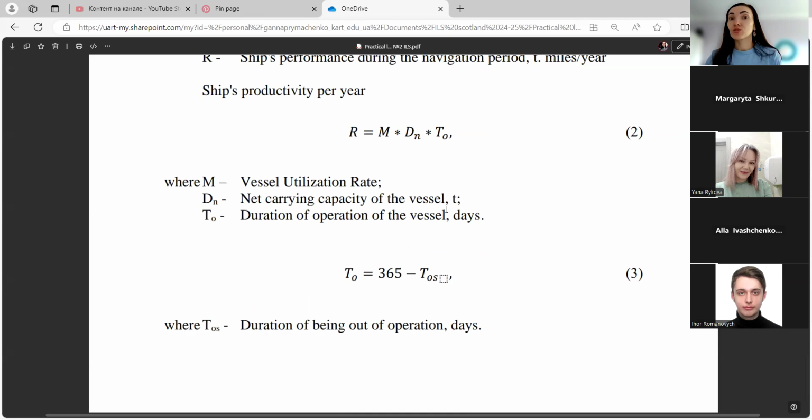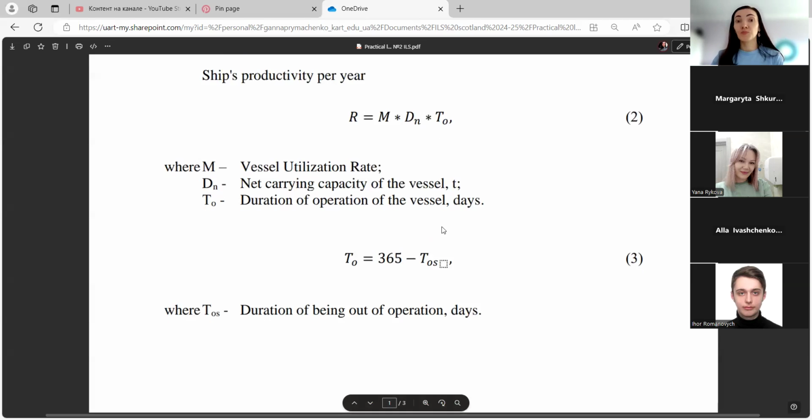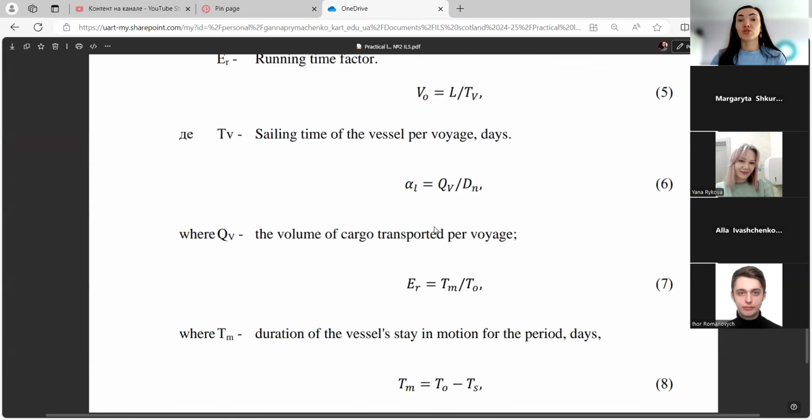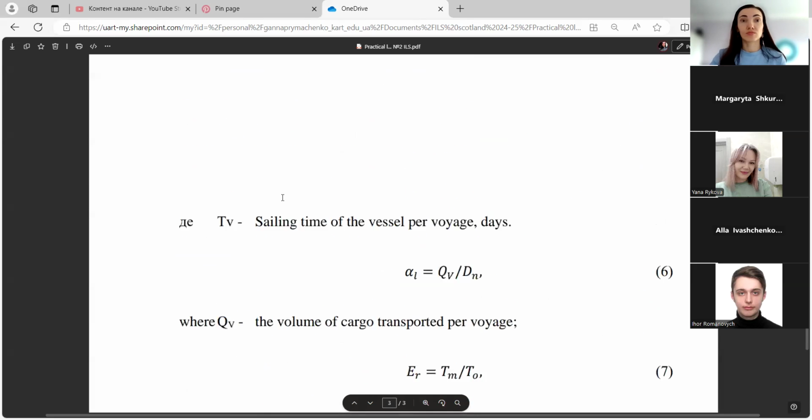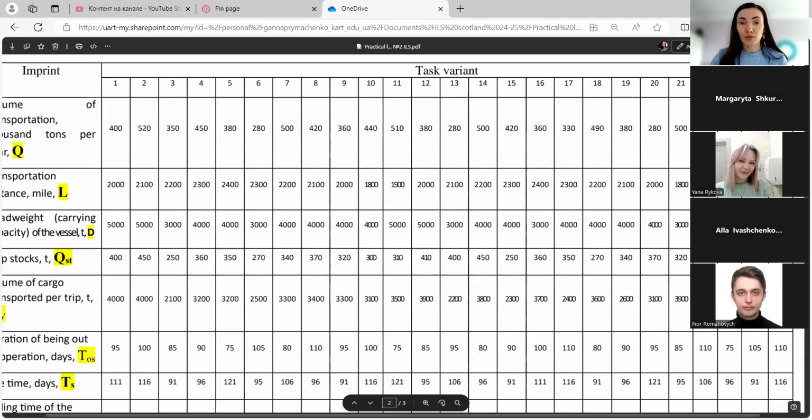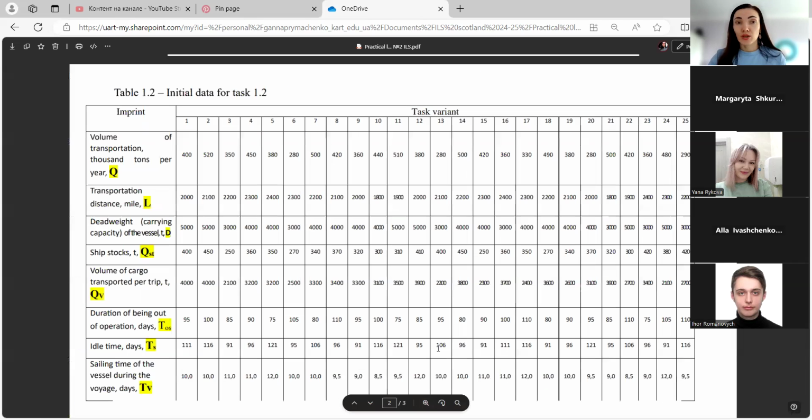We use such parameters as tons, so the result was in tons. Okay. Find the next information, D, what it means. Find it under our formula number 9. We can read that it is the vessel's carrying capacity or dead weight, also in tons. So find it in our table 1.2.